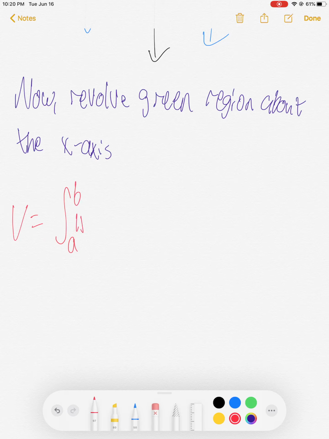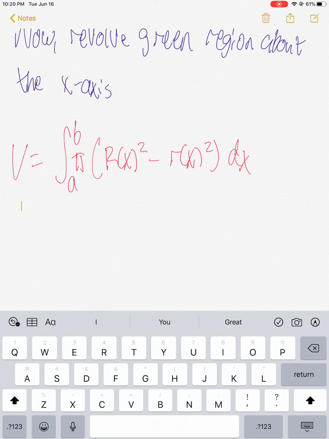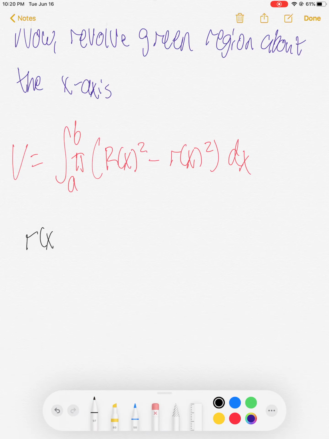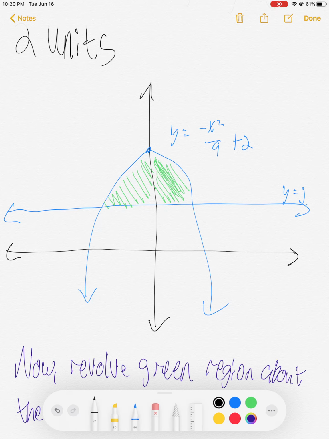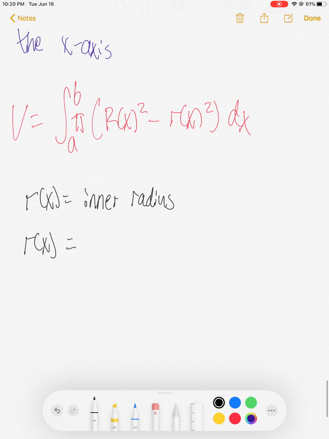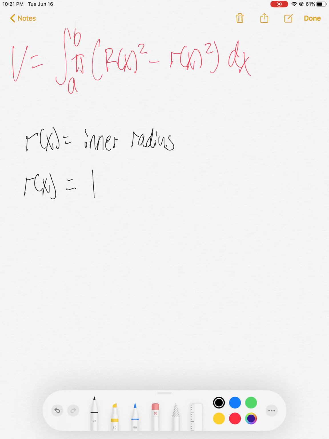So again, the volume is going to be the integral from a to b, pi, and we had R of x squared minus little r of x squared dx. Again, let me jot down, so little r of x equals the inner radius. Okay, and in this case, we can see very clearly that the inner radius, this height here, is just given by the function y equals 1, right? Because it's just given by this curve. So this is just given by 1. That part is basically the same explanation as before. But the second part is what is going to be massively easier. Big R of x is the outer radius.